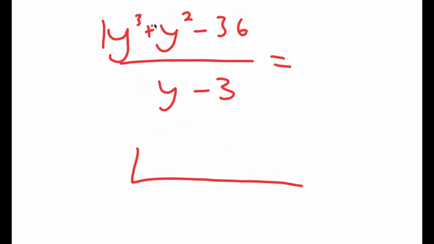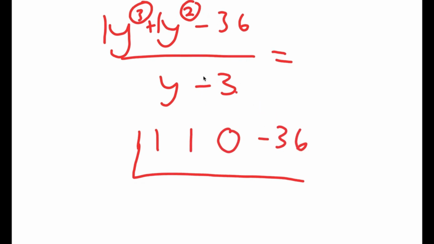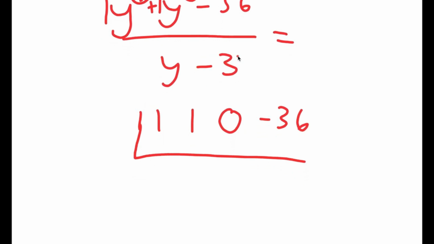But basically, we have the coefficients of our numerator here. The first coefficient is 1, the second one is 1 as well. We're supposed to have a y term here because our exponents go in order, decreasing, and we don't have y to the power of 1 here, so we just say 0. And then finally we have negative 36 at the end. And for our denominator, we have 3.